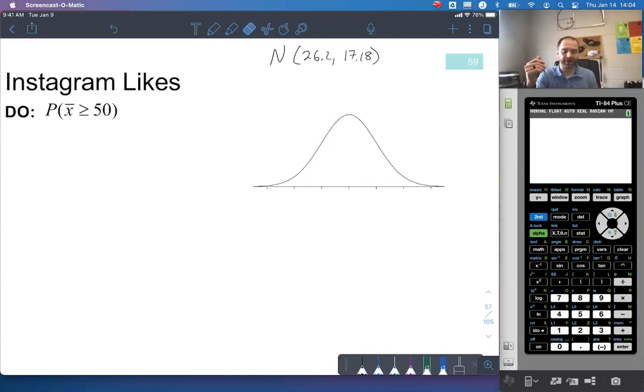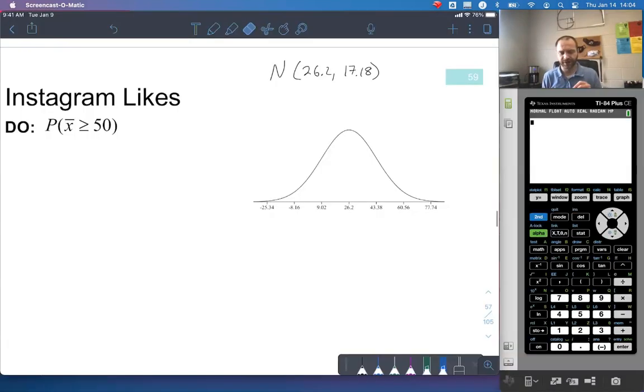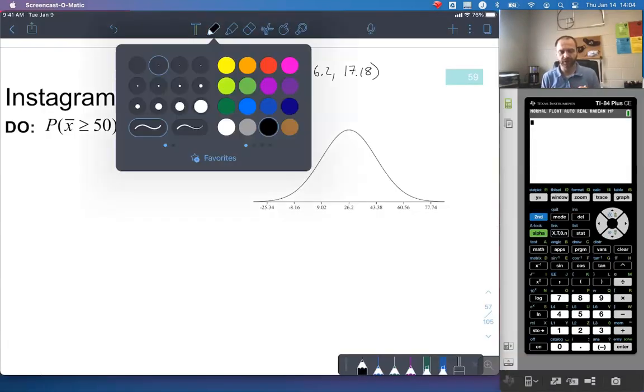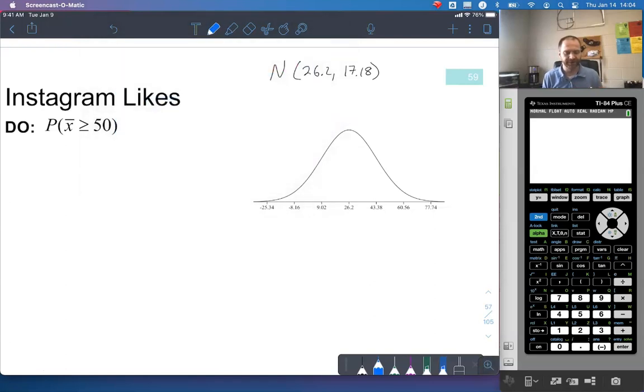And I'm going to draw it out. Are we ready? Boom. There we go. Now, I want to figure out where I'm going to be at. So I want the probability of greater than or equal to 50 likes. So it's going to be somewhere around here, and I'm going to shade over to the right. So here is, and I'm going to write down 50. That's what I'm looking for.